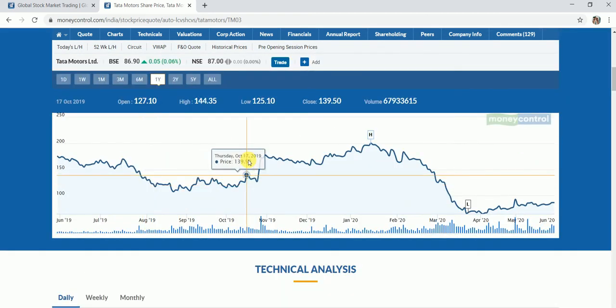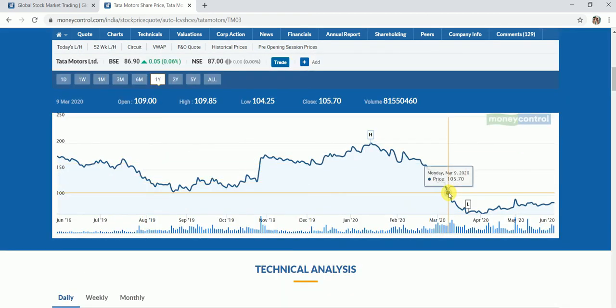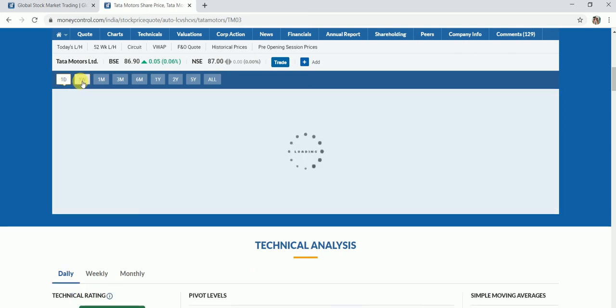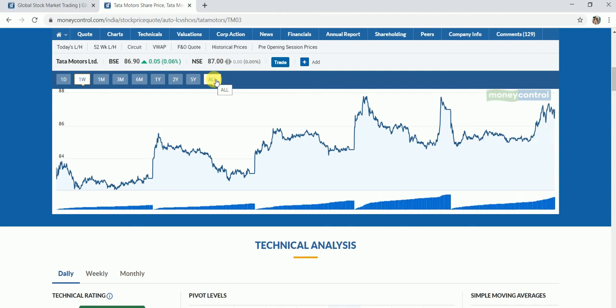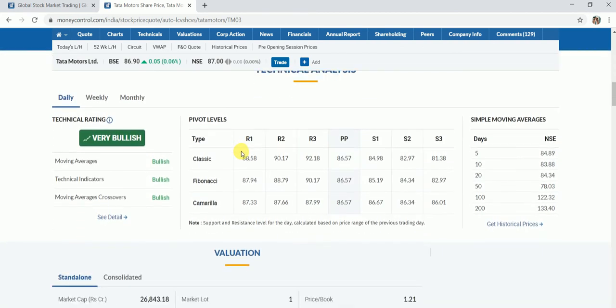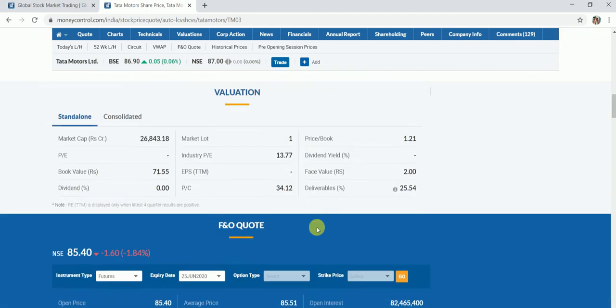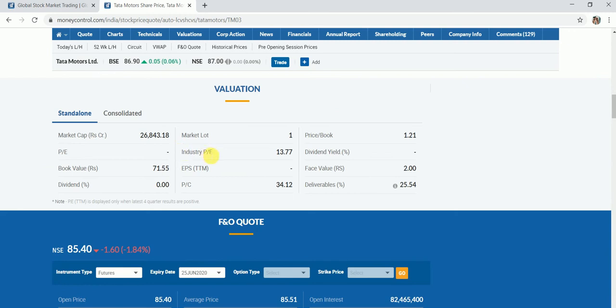For example, if you want to look at the chart, you can look at it over here. You can change it to 1 day or 1 week, 1 month, 5 year, the whole entire data. And you can see the technical rating which they have given for it, whether it's bullish or if it's trending or not. And the pivot levels, and you can see the P by E value, book value, dividend value, and market capital.